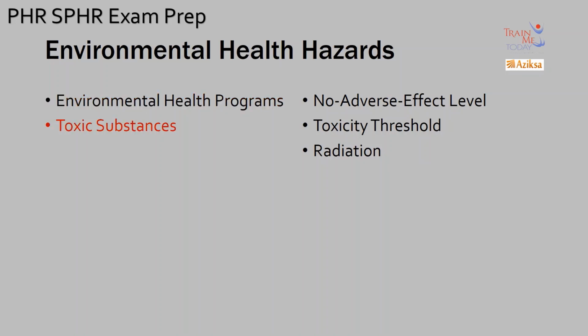Toxic substances are chemicals and other materials that are poisonous to the body, such as lead, carbon monoxide, and benzene. The science of toxicology is based on determining the toxic thresholds of chemicals. There is no such thing as a non-toxic material. Even common minerals and vitamins that are essential to human health are toxic in high doses.